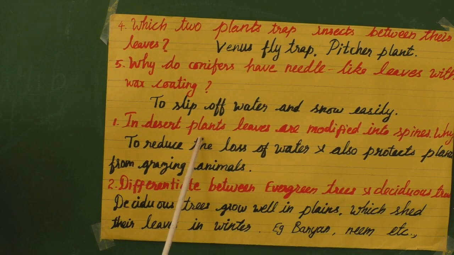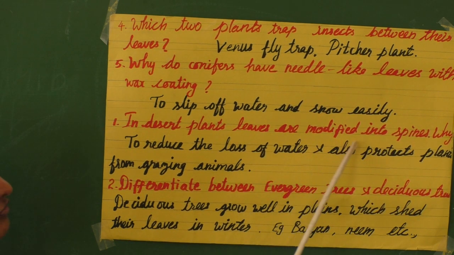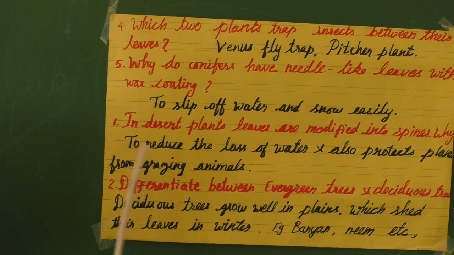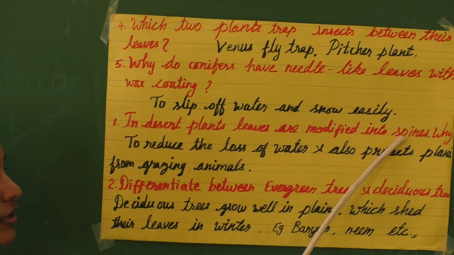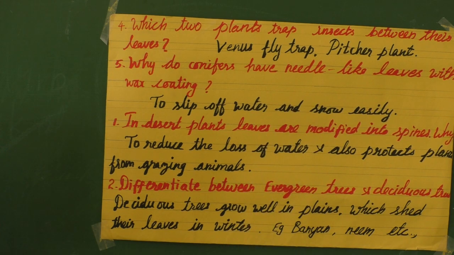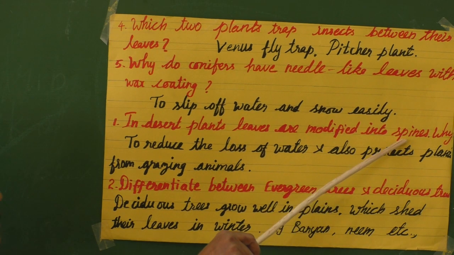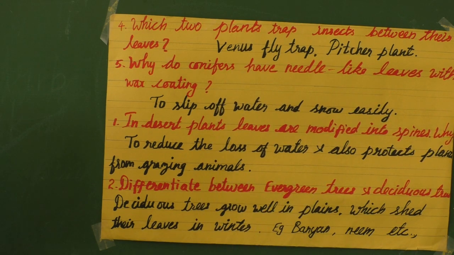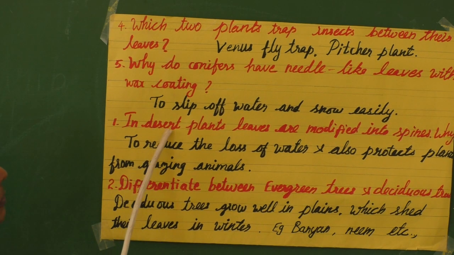In desert plants, leaves are modified into spines. Why? These are the detailed questions. In desert plants, leaves are modified into spines. Modified means changed, transformed. It has changed into something else. What? Leaf has changed into what? Spines. What are spines? Thorns. In which plant? Desert plant. What is a desert?